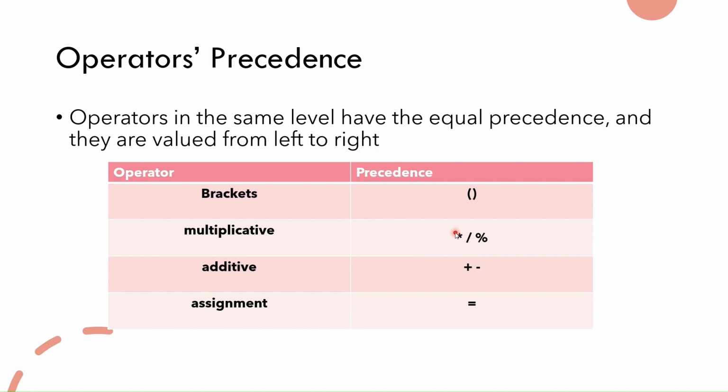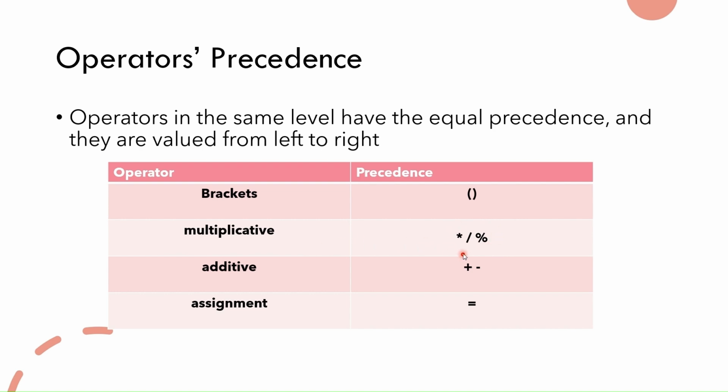In this table, it will show you from the highest precedence, which is the brackets, to the lowest precedence, which is assignment. So brackets is the highest. The multiplicative operators have the second level, which is multiply, divide, and modulo. And in the same level, when they come in the same statement, we will start from left to right.